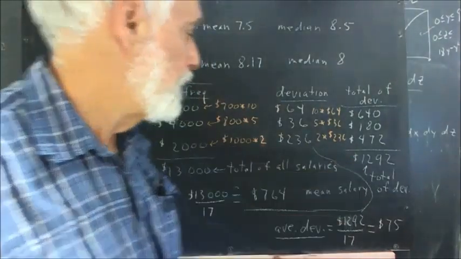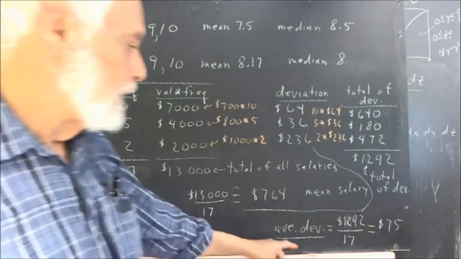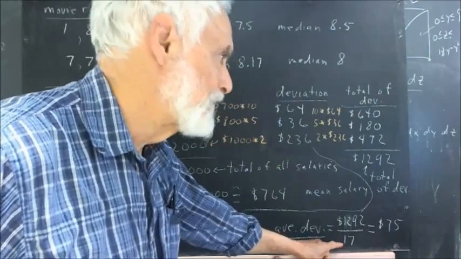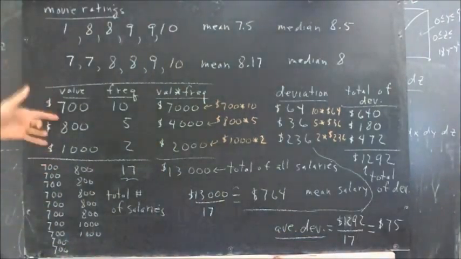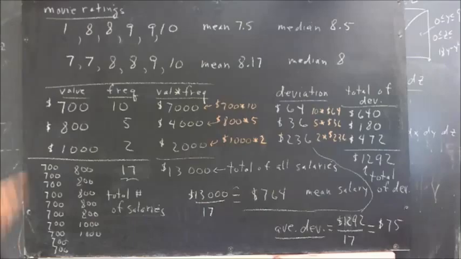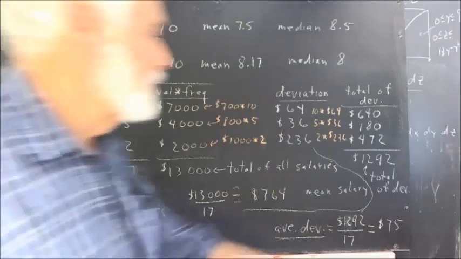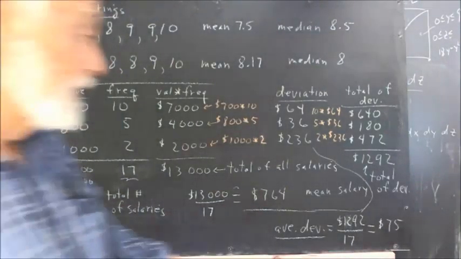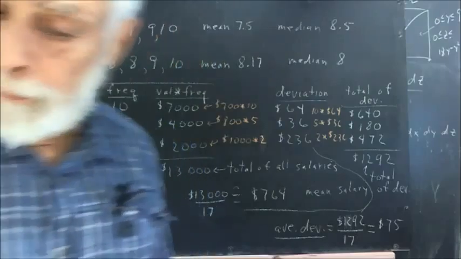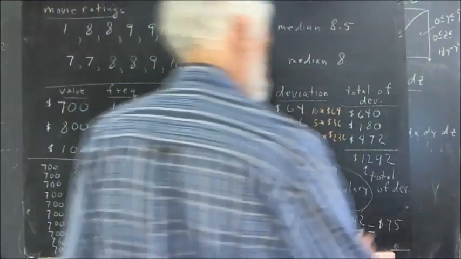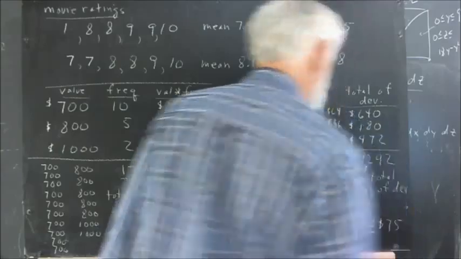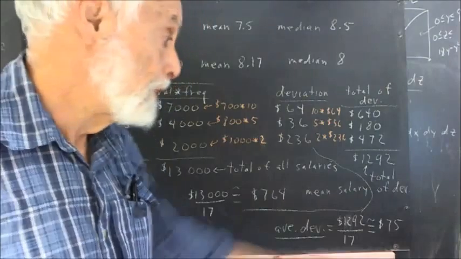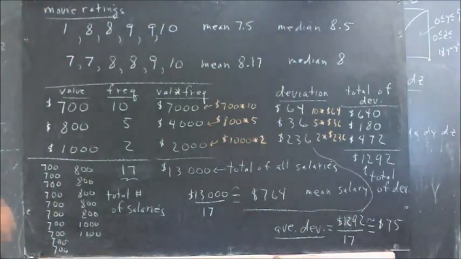That's our total deviation. So our average deviation is our total deviation, $1,292, divided by the number of salaries, the number of instances for which we get values. And that, as we see, is 17. We divide that, and I said I'd call that approximately $75. It's actually about $76. So we'll say that's approximately equal to 75, but it's actually more like 76. So we see on the average how much salaries deviate from the mean.